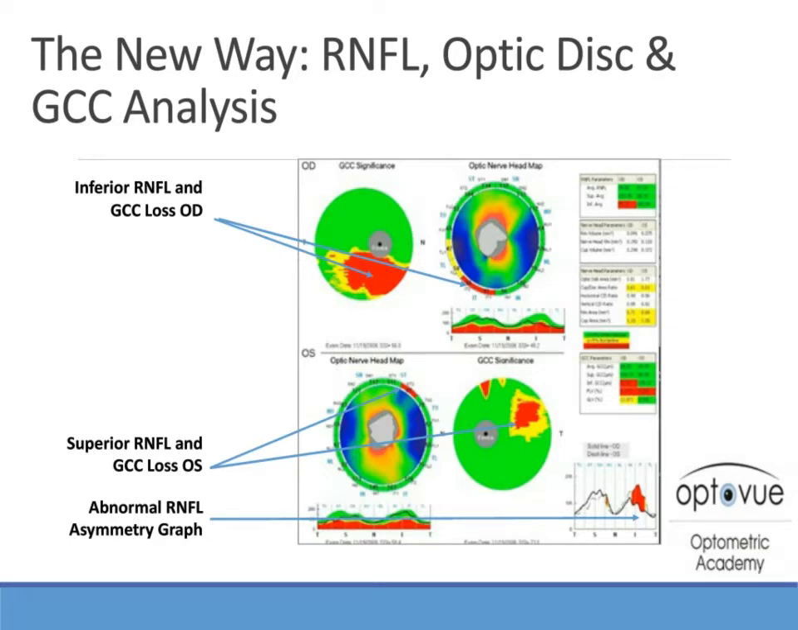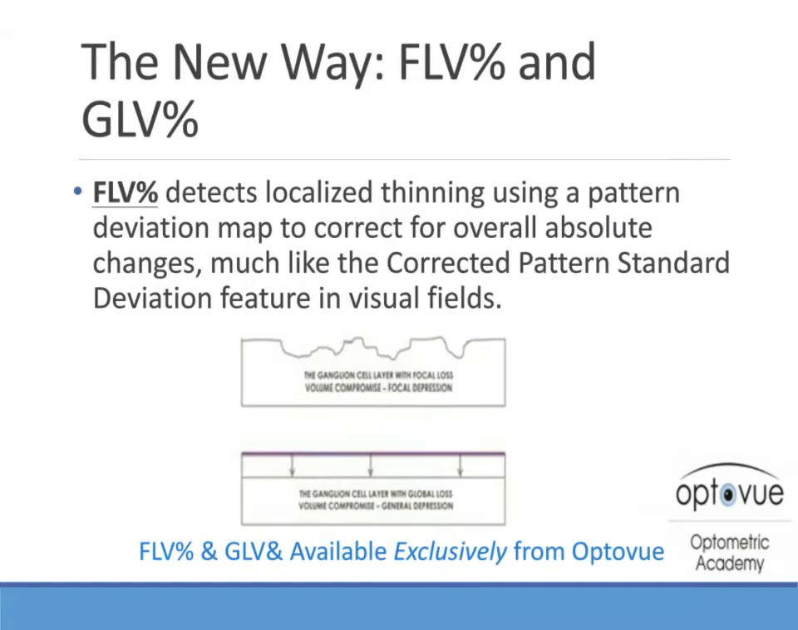So here are the two metrics, or the two numbers, that I want you to pay attention to. It's FLV percent and GLV percent. That stands for focal loss volume and global loss volume. Focal loss volume is described on this side, and it detects localized thinning using a pattern deviation map to correct for overall absolute changes, much like corrected pattern standard deviation features in visual fields. So what's the translation of that? It means the more irregular the patterns are in your ganglion cell complex, the more likely you are to be outside of the normal range on your FLV, or focal loss volume, measurements.